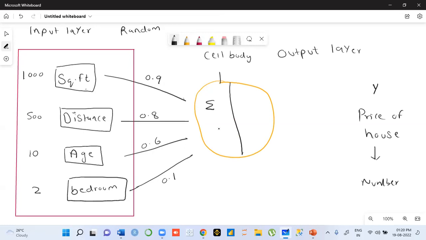What do we need to predict, guys? Price of house. Can I say we need to predict in numbers? Which algorithm is used to predict numbers? Regression. Can I say linear regression is used? So we need to activate that.